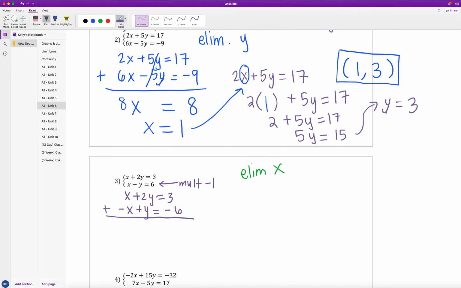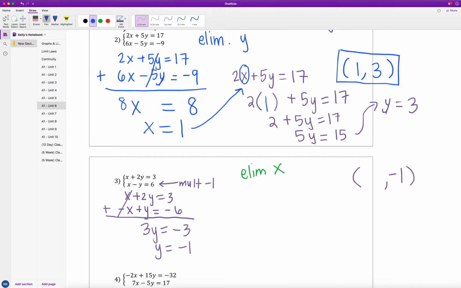The x's cancel out since x minus x will give me 0. 2y plus y will give me 3y, and then 3 minus 6 will give me a negative 3. Next, to solve for y, I can divide through by 3, and I get y equals negative 1. I can write my coordinate pair so that I'm already ready to go with my final answer, and I'll put negative 1 in the y spot.